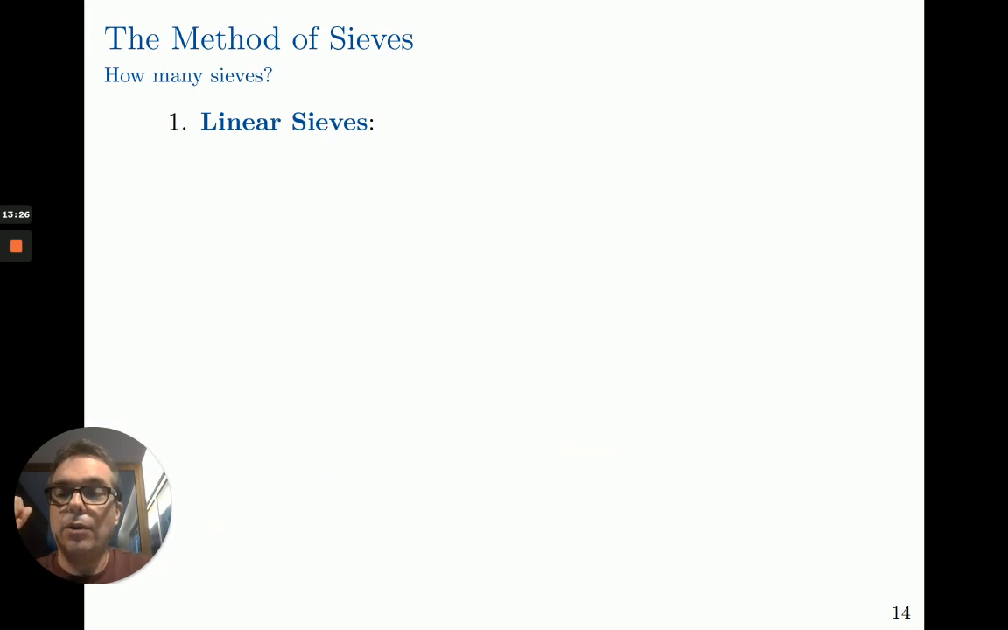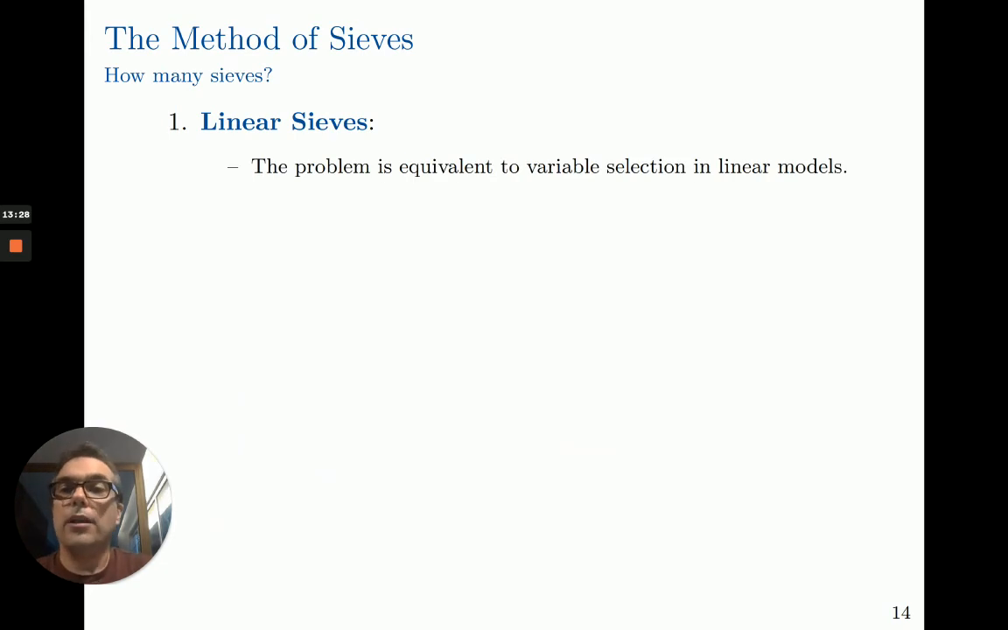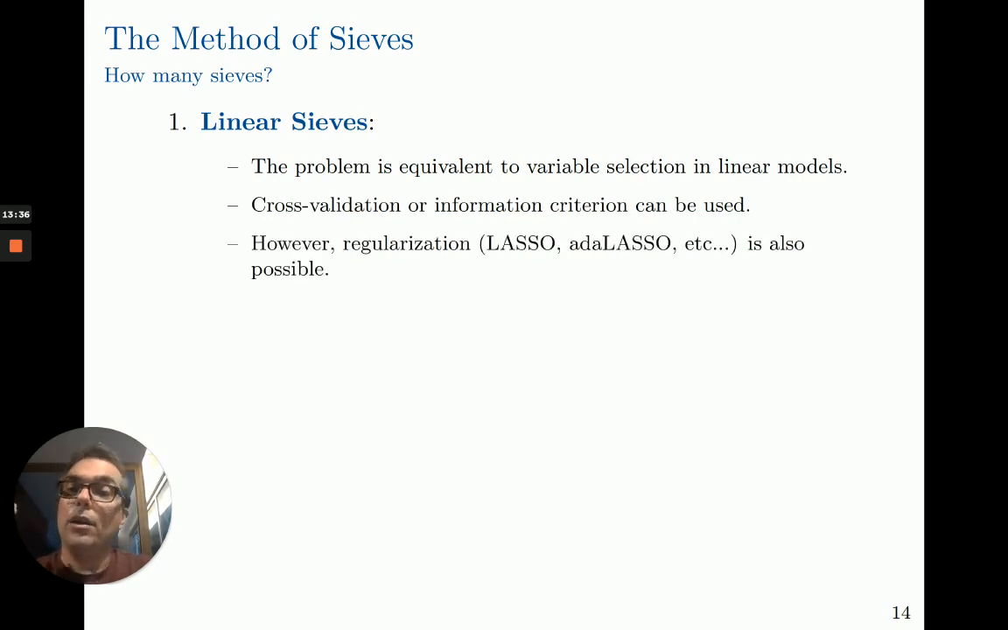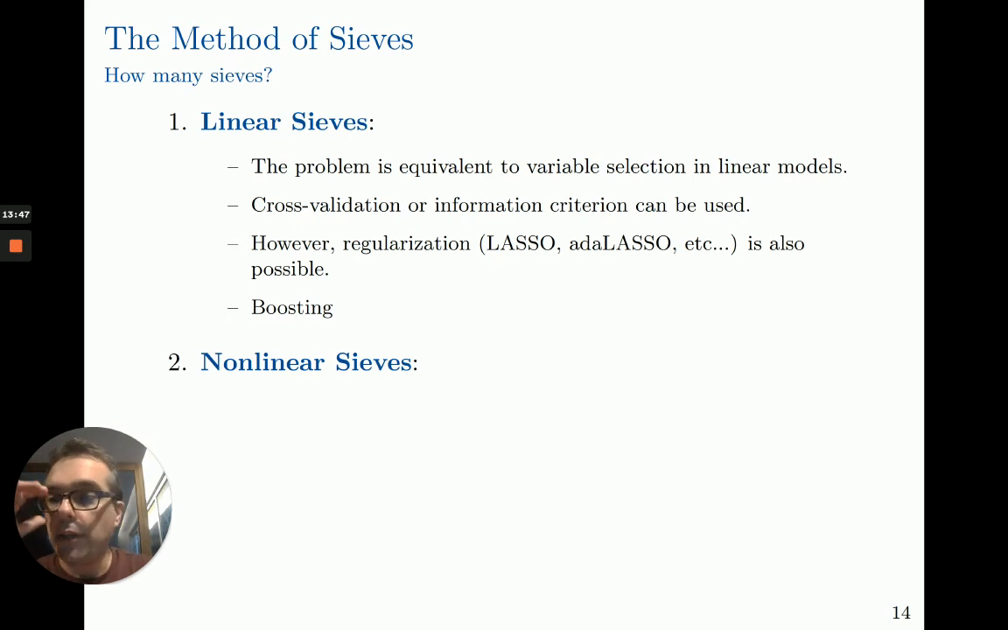So how many sieves? For linear sieves, the problem is equivalent to variable selection in linear models. So we can use cross-validation, information criteria, or we can use regularization, like any selection mechanism such as lasso or adaptive lasso. We can use boosting or Bayesian methods, any of the methods that we studied in our previous lectures.